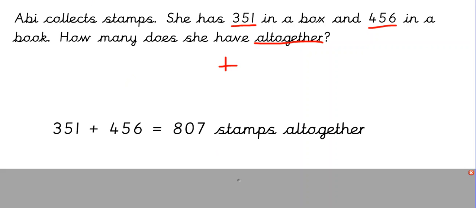Okay, so there's 2 points to that one. First one is to make sure that you've worked out that it's an addition, and then it's to complete the addition correctly.